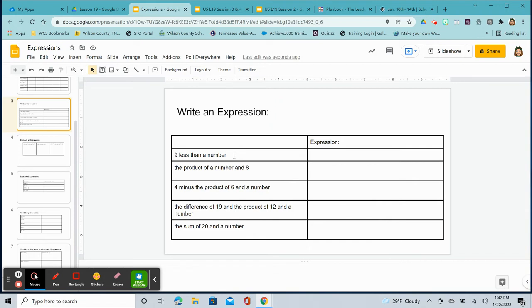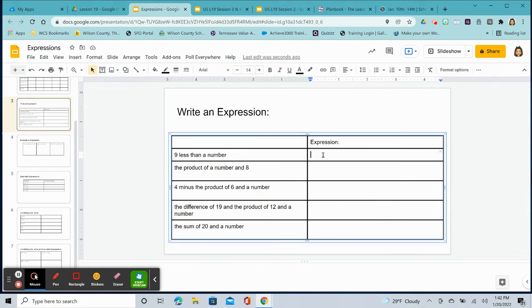So the first one says 9 less than a number. Now, most of us would want to go 9 minus x. However, this is saying you have a number, an unknown number, and remember that can be any variable that you want it to be, and 9 less than that number. So it's actually your unknown minus 9.